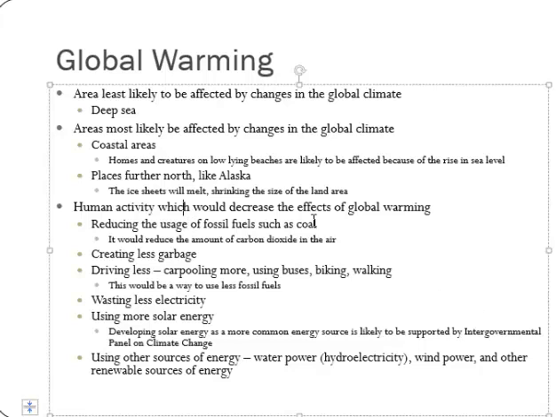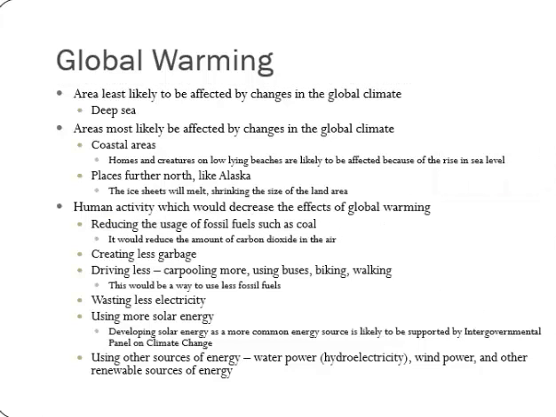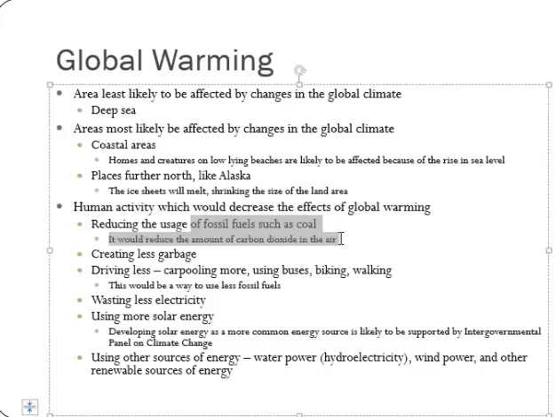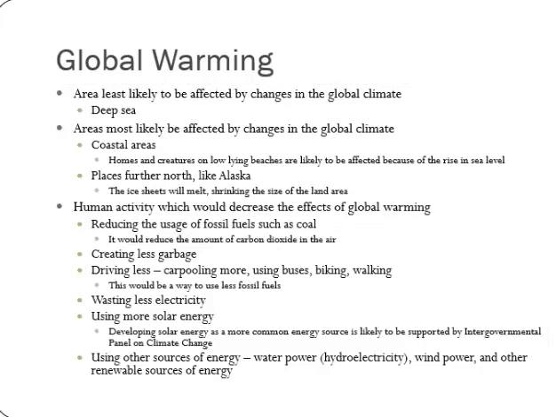Human activities could also decrease global warming. Just like human activities have increased global warming, human activities could decrease it as well, such as by reducing the usage of fossil fuels like coal, which would reduce the amount of carbon dioxide in the air, creating less garbage, which would mean we wouldn't have to truck garbage around as much. It would generally help the environment in that way. Driving less by biking or carpooling or walking, wasting less electricity, using solar energy.